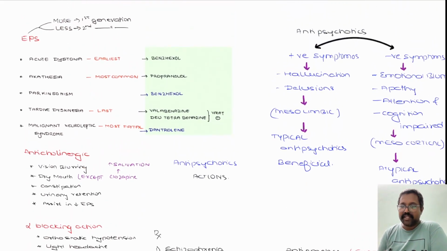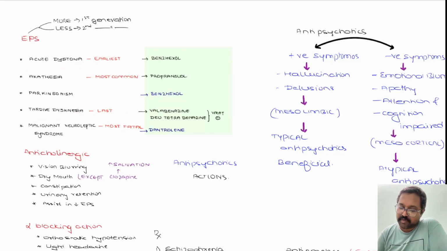So what are the side effects associated with antipsychotics? The main thing is that since they block the D2 receptor, they are more prone to extrapyramidal side effects, more with first generation and less with second generation antipsychotics. Among EPS, we have acute dystonia, which is the earliest to appear, akathisia, which is the most common, then Parkinsonism, and tardive dyskinesia, which is the late one. This is mainly because of increased cholinergic activity.